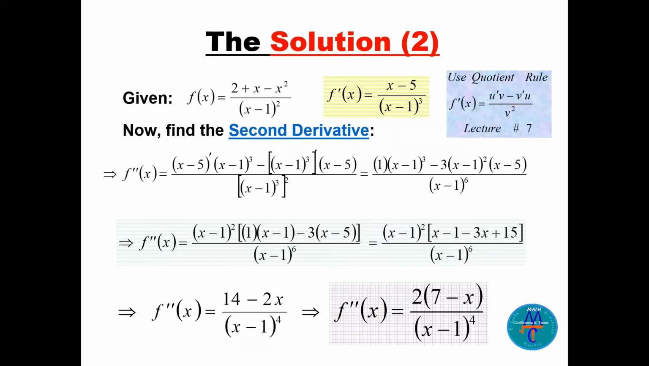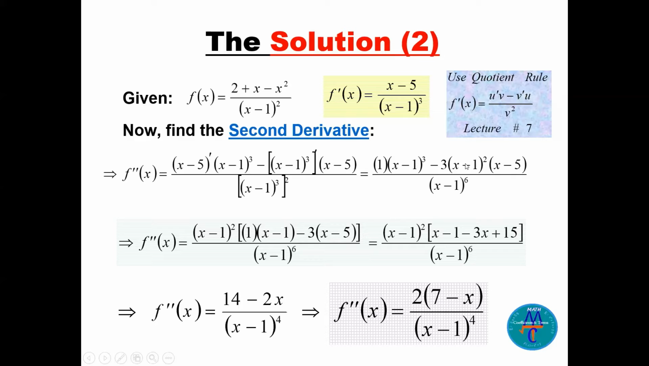Now let's continue. Take the first derivative from the last slide, x minus 5 over x minus 1 all cubed. Let's find the second derivative of the function. So this is the second derivative. Also, we can use the quotient rule, u prime v minus v prime u divided by v squared. So the derivative of x minus 5, which is 1, times x minus 1 cubed, minus the derivative here of x minus 1 cubed times x minus 5, over all this squared. So it becomes x minus 1 to the power 6.